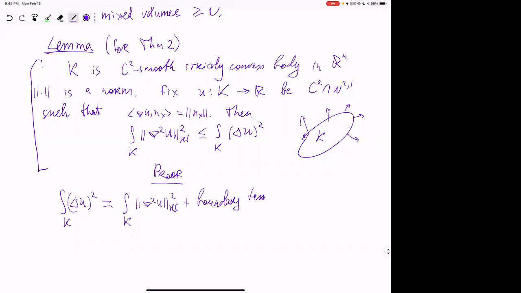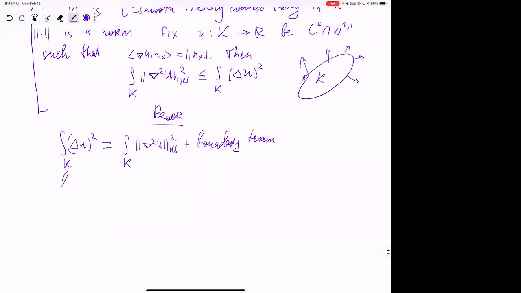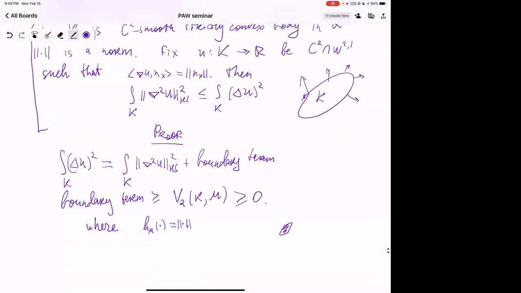And the thing is that this boundary term can be estimated from above by a second mixed volume of K with a convex body M, where the support function of M is precisely that semi-norm that we have. And it's non-negative, like I said, mixed volumes are non-negative, and therefore we have this inequality. So it's kind of pretty funny.